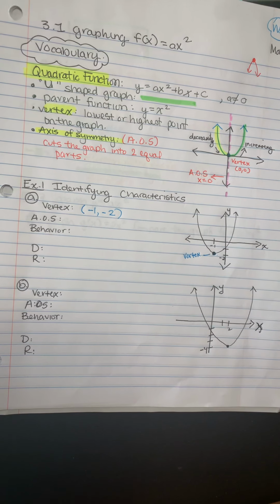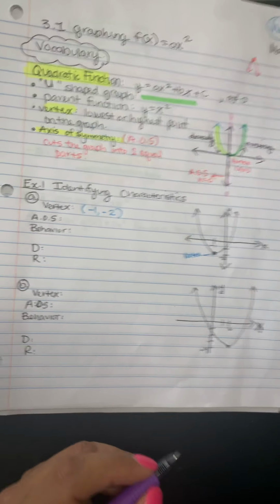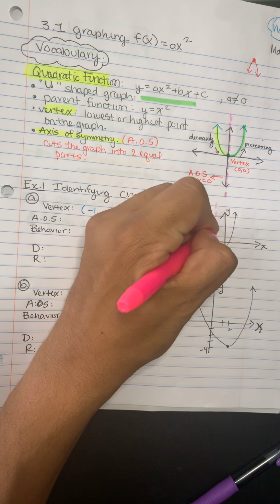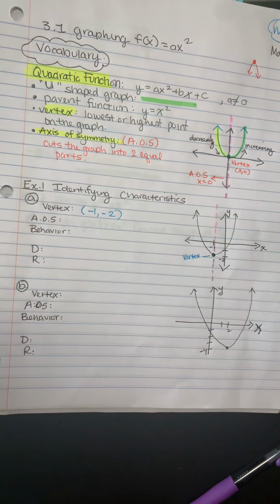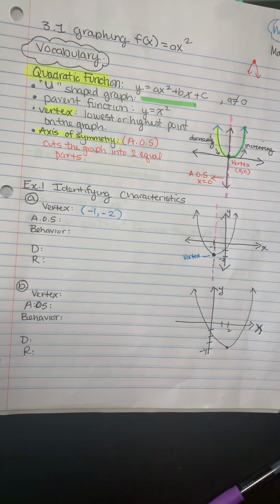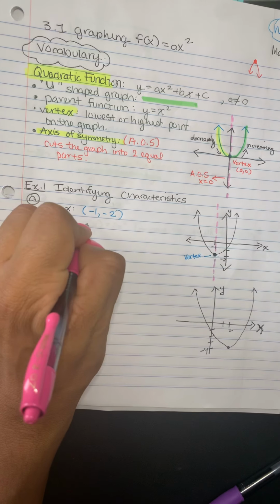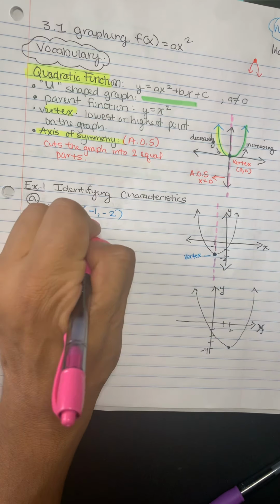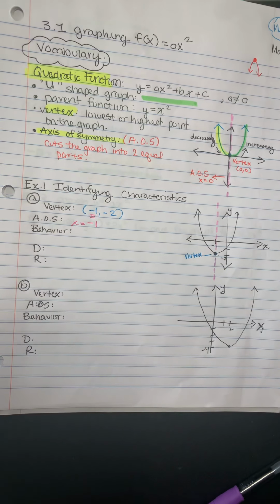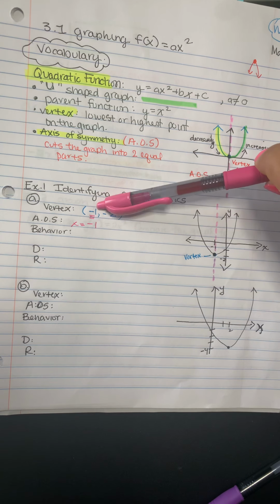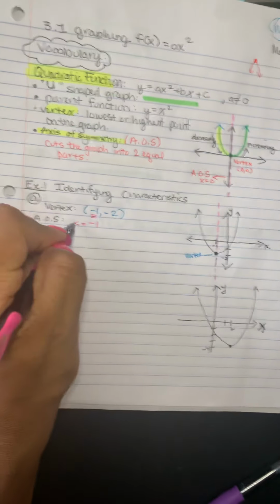Okay, the next thing we want to know is, what is the AOS? Remember, the AOS is a vertical line that cuts the parabola into 2 equal parts. It is also the x-coordinate. So the way that we would write this is x equals, wherever it crosses the x-axis at -1, so x equals -1. Notice how, as I mentioned before, the AOS is the x-coordinate of the vertex. Okay, so you'll notice that those match up.